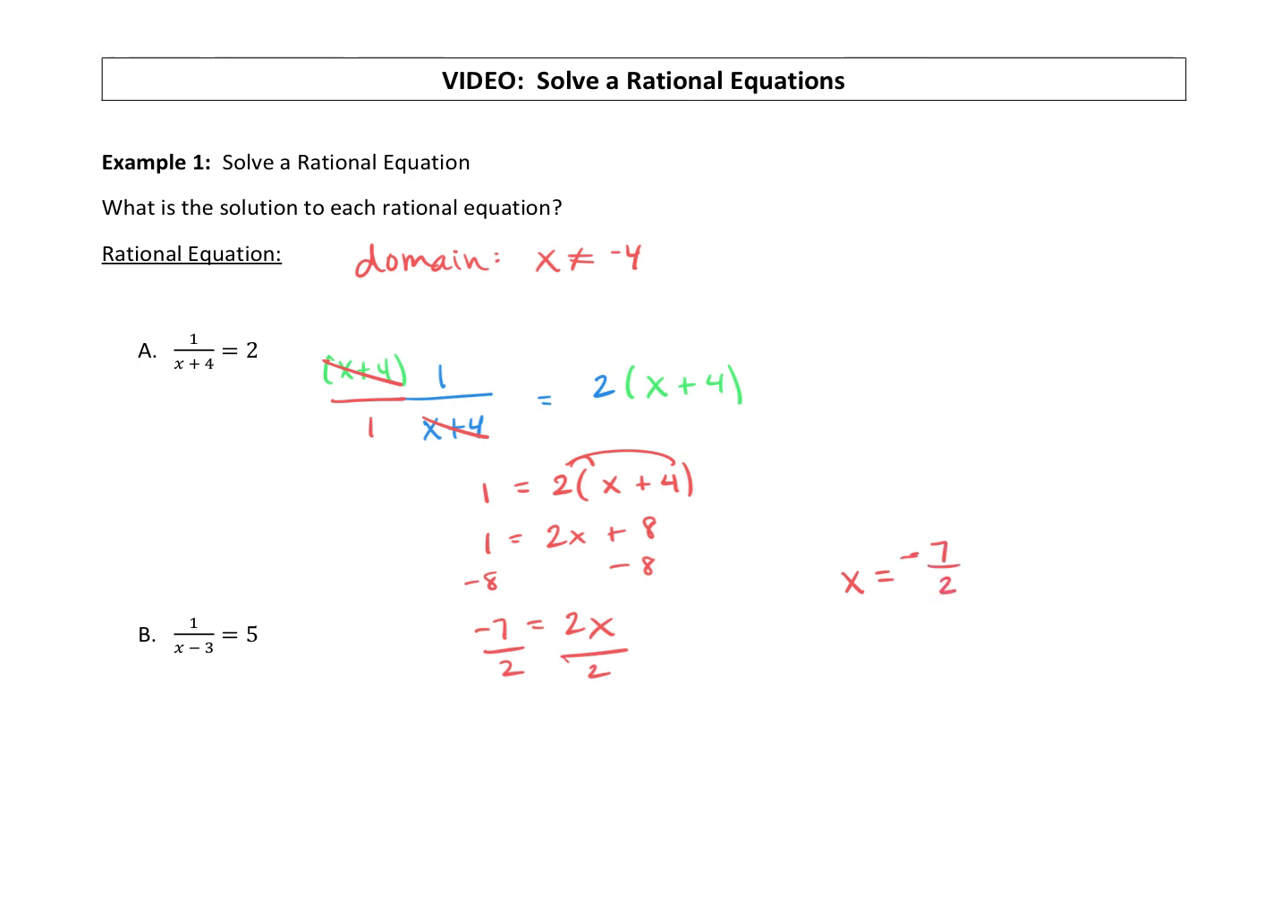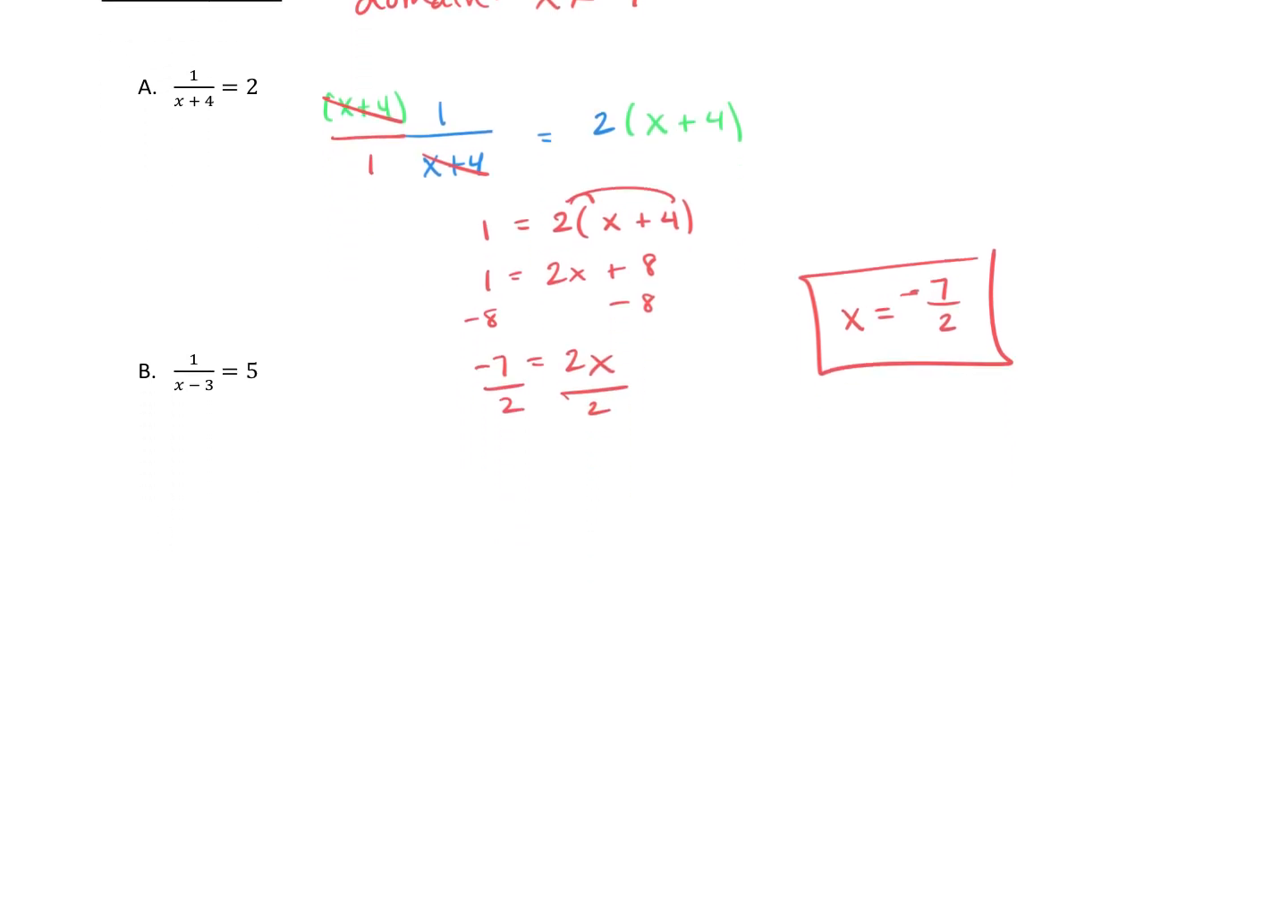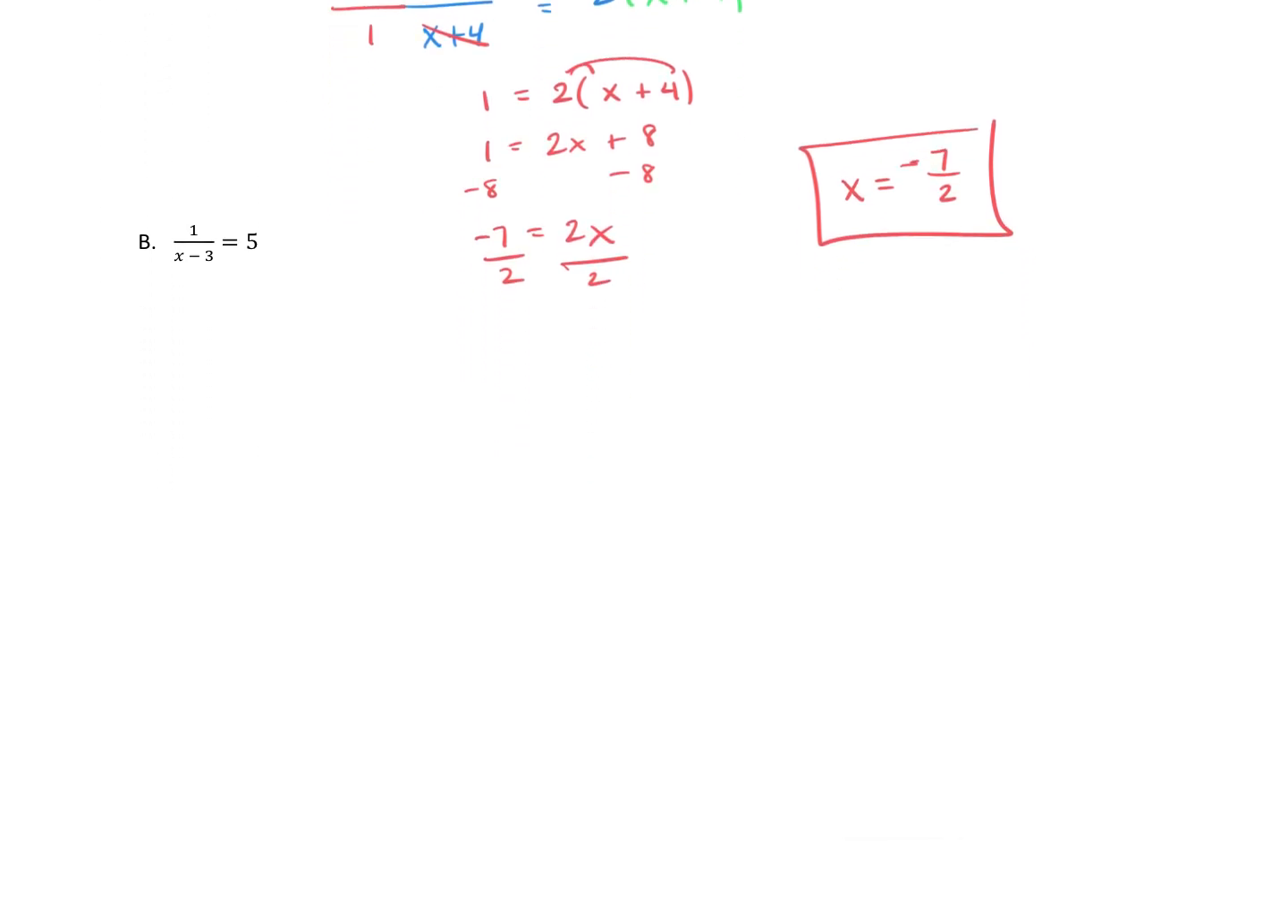Then we're going to do a check. We said that x couldn't be negative 4. Did we get negative 4 for our solution? We did not, so we're good with negative 7 halves. We'll talk about what happens if you solve for x and you actually get one of those numbers we're excluding in the domain. So if we are looking for it the whole time, then it won't be a big deal when we have to do it.